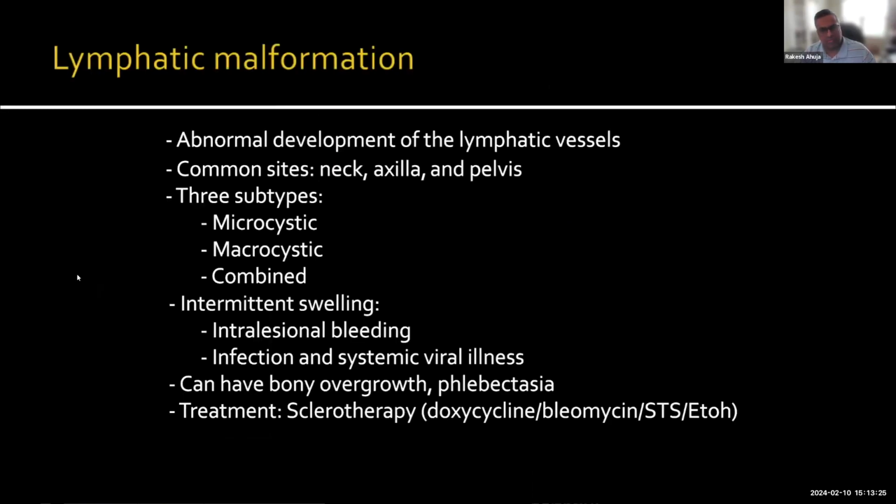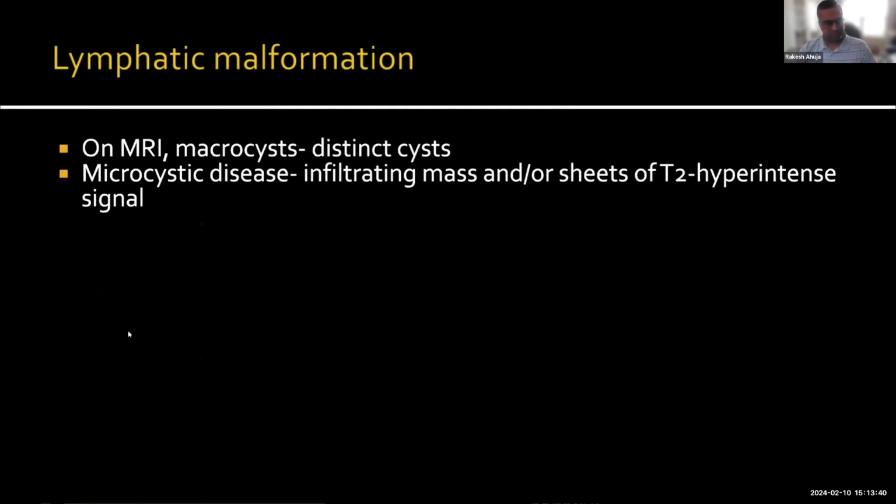These are abnormally developing lymphatic vessels, could be microcystic, macrocystic, or combined. Intralesional bleeding is very common. Treatment is sclerotherapy: doxy, bleo, STS, alcohol. You choose what you want and what you're comfortable with.